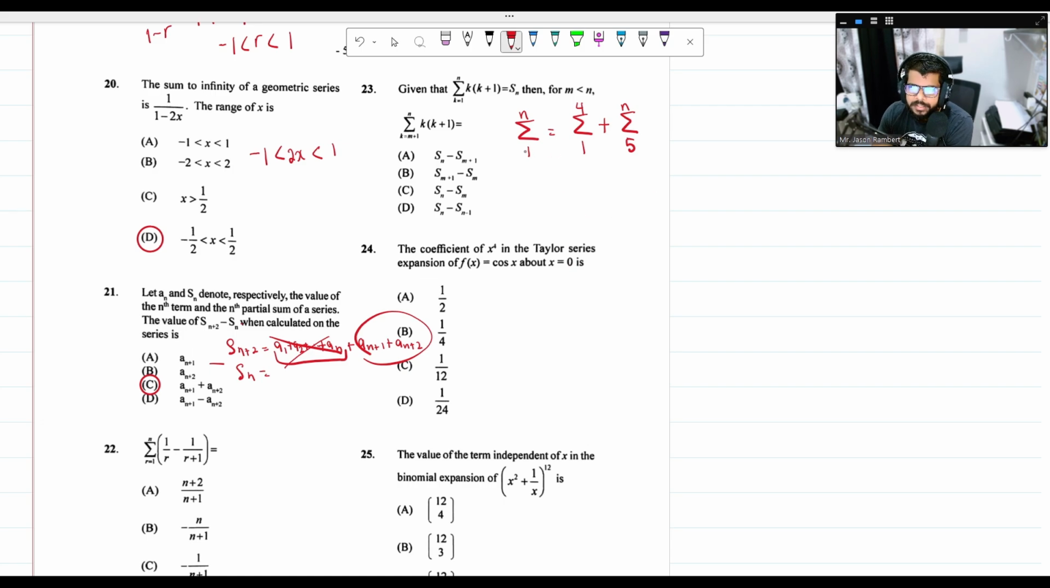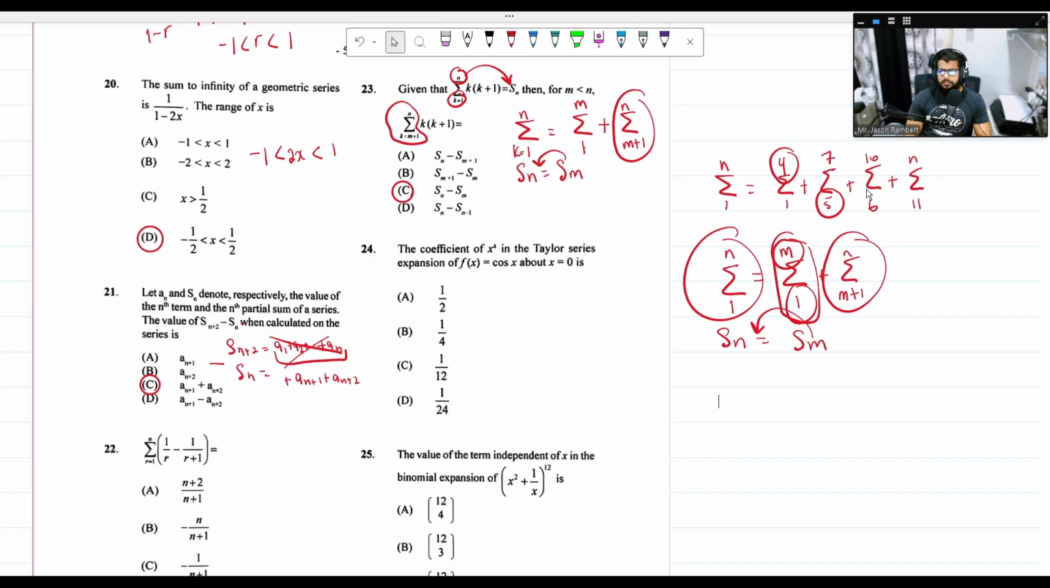The sum when k starts at 1 to n can be split: if I start at 1 and end at m, I could then start at m plus 1 and end at n, because when this was 4, this was 5, so I have to add 1 to start my next summation. From 1 to n is S sub n, from 1 to m is S sub m, and this here is what we want. So all I had to do is throw this on this side: Sn take away Sm. Answer is C.